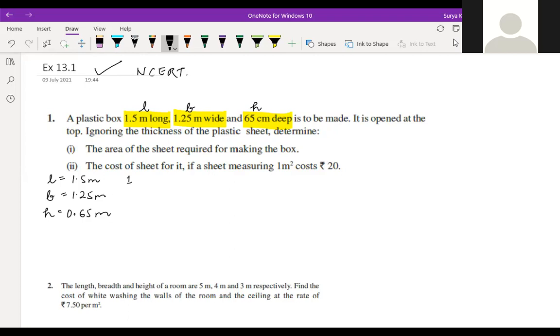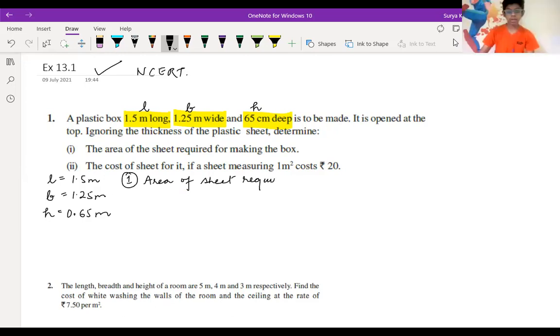The area of sheet required is equal to, Satvik, tell me what to do. Sir, length into breadth into height. Area means length into breadth into height? That is the formula for volume. Here they're asking the area of the sheet required. So how many sides are there? Four sides are there, and one bottom is there, right?